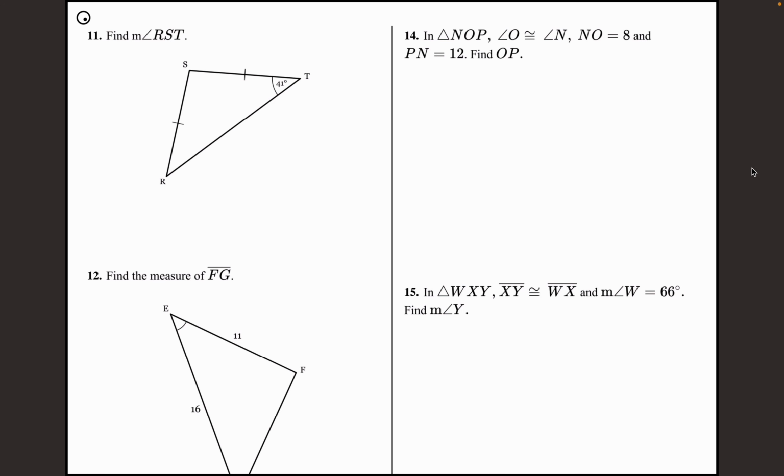So what's the value of FG? So erase this arrow and erase that 11. And erase your 11 and 16 here. Okay, so if these two angles are congruent, go directly opposite. See how this is 11? So if you go directly opposite here, then those two sides are congruent. So what's your value of FG? There you go.